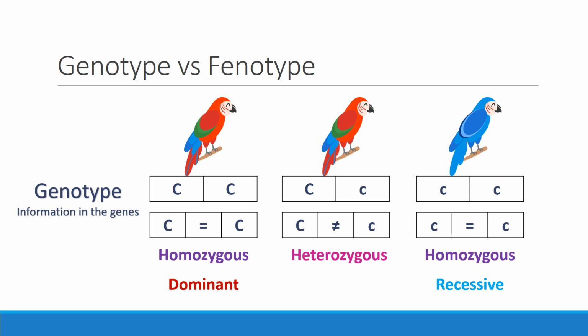So it's that simple. The genotype is telling you what the genes are. It doesn't tell you the color. In the phenotype, we said this guy was red, and this guy was blue. But as a genotype, we say if they have the same or different genes, and if they have the same gene, if that same gene is dominant or if that same gene is recessive. It's that simple.